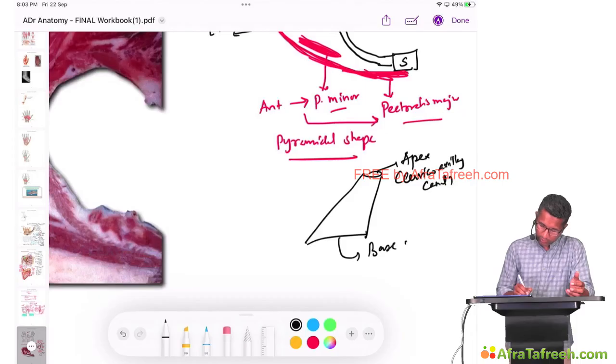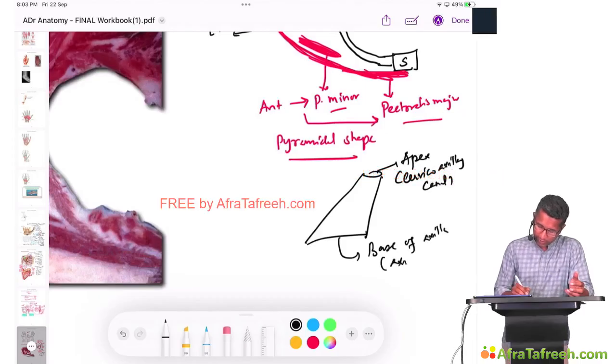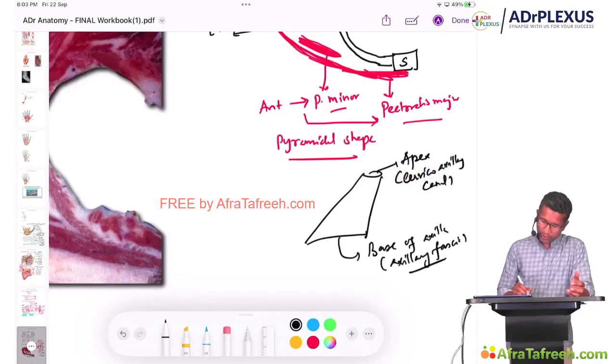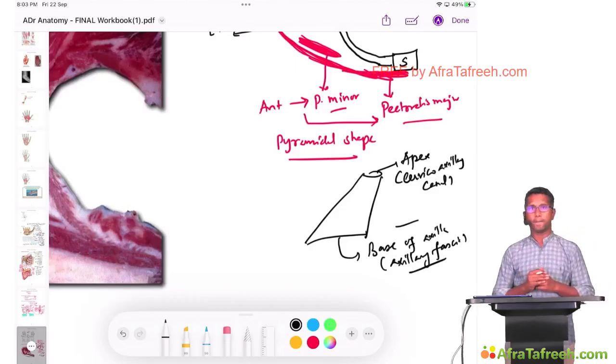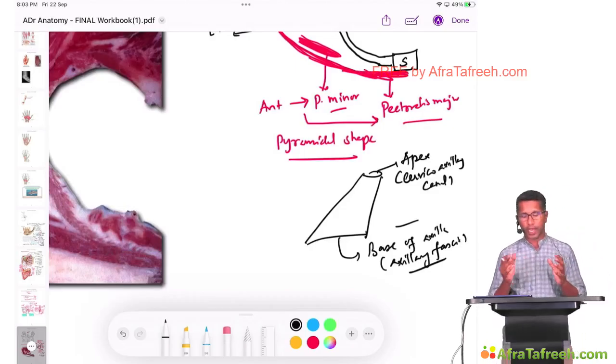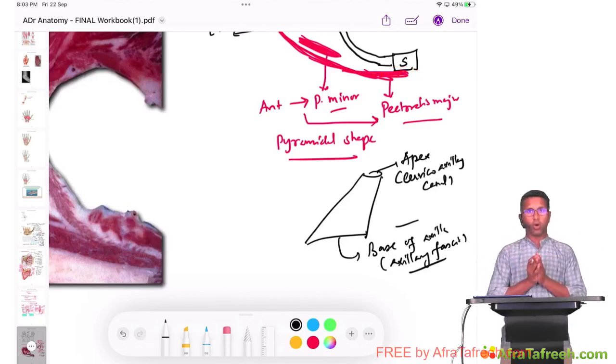This base of the axilla is formed by the axillary fascia. Okay, fine. So the axilla has an apex, a base, an anterior wall, a posterior wall, a medial wall, and a lateral wall. We have seen all this.